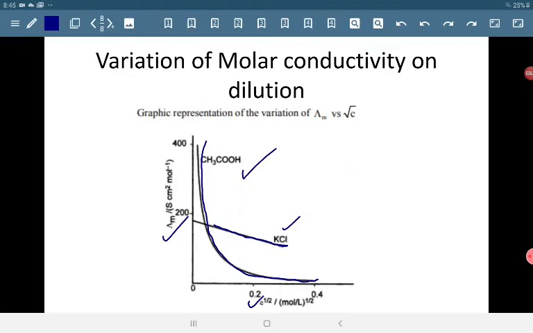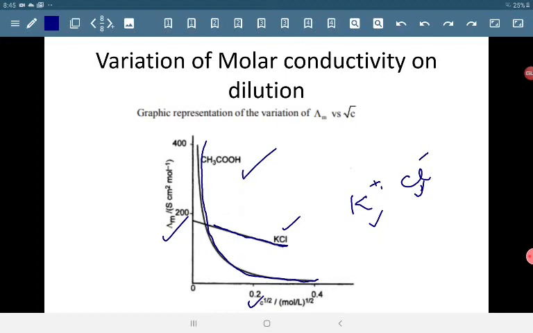A strong electrolyte dissociates into ions. Its degree of dissociation is almost complete even at large concentration. For example, K positive and Cl negative ions are formed, and as the dilution increases, or we can say concentration decreases, the interionic force of attraction between positive and negative ions decreases, and so ions become more free to move and molar conductivity increases.